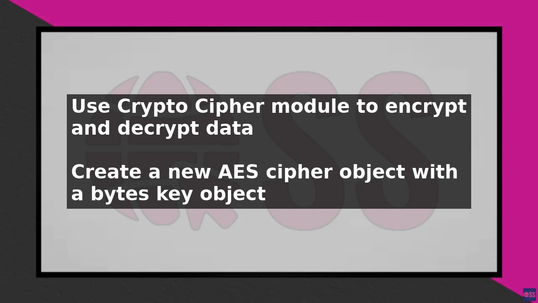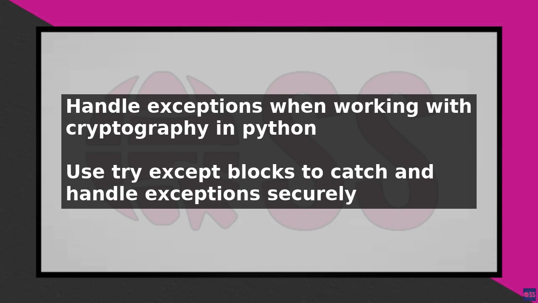Then you can use the encrypt method of the cipher object to encrypt the data. For example, you can use the code encrypted_data equals cipher.encrypt(data) to encrypt the data. To decrypt the data, you can use the decrypt method of the cipher object. For example, you can use the code decrypted_data equals cipher.decrypt(encrypted_data) to decrypt the encrypted data.